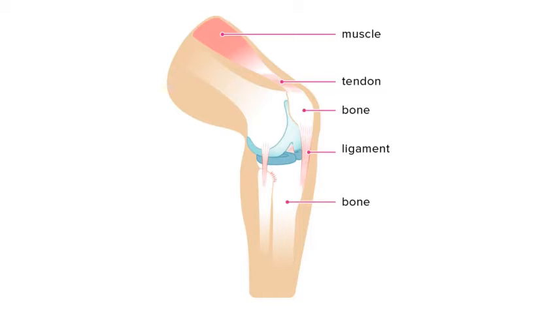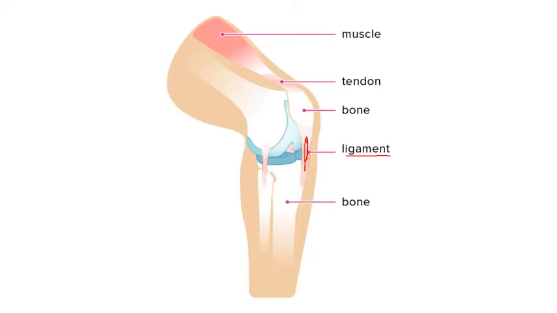Now there is a tough fibrous tissue which connects one bone to another to give strength to the bone. This tough fibrous tissue is called a ligament. You can see on the screen, this is a tough tissue which connects one bone to another to give strength to that joint or to these bones. So this fibrous tissue is known as a ligament.